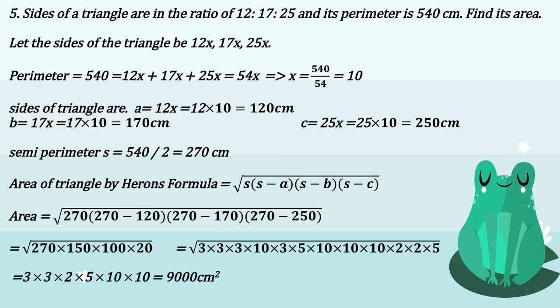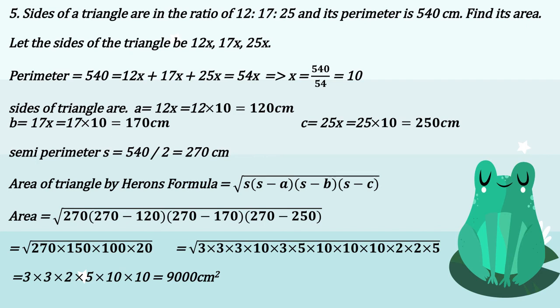So what can I do? Ratio given means that the value of these sides will be multiplied by a number x. And what will the values be? 12x, 17x and 25x. Means they are in the ratio, so there is some common number which can be multiplied with all to give me the values of the sides of the triangle.